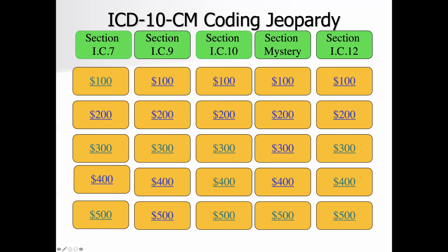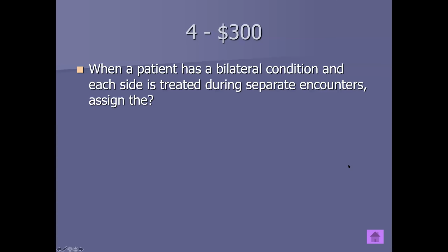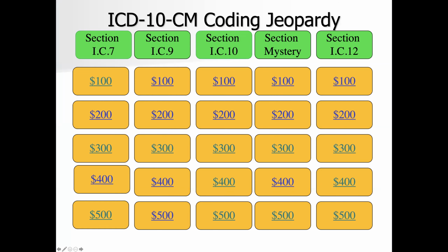All right. Back to the board, and here's the next question. When a patient has a bilateral condition and each side is treated during separate encounters, assign the... What is the modifier 50? No, that's CPT. Oh, yes, it is. Wow, oh my goodness. So in CPT that is a 50, but this is an ICD-10-CM game, so I'm sorry, that won't count. All right, next up, here we go.